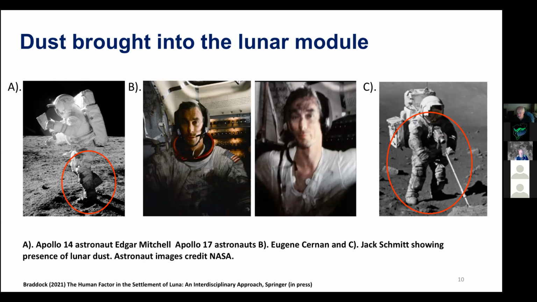And then on the right hand side here, this is Jack Schmitt again, or Harrison Schmitt, as he was known affectionately at the time, showing the presence of lunar dust pretty much on his entire spacesuit, certainly up to his shoulders. So dust is a real problem, and it is brought back into the lunar module. So what can we do to try and understand some of the characteristics of it?